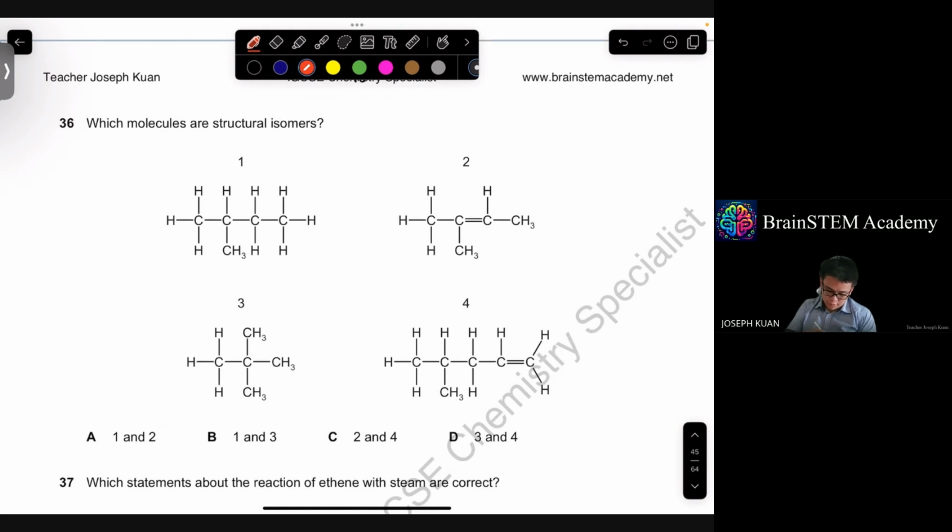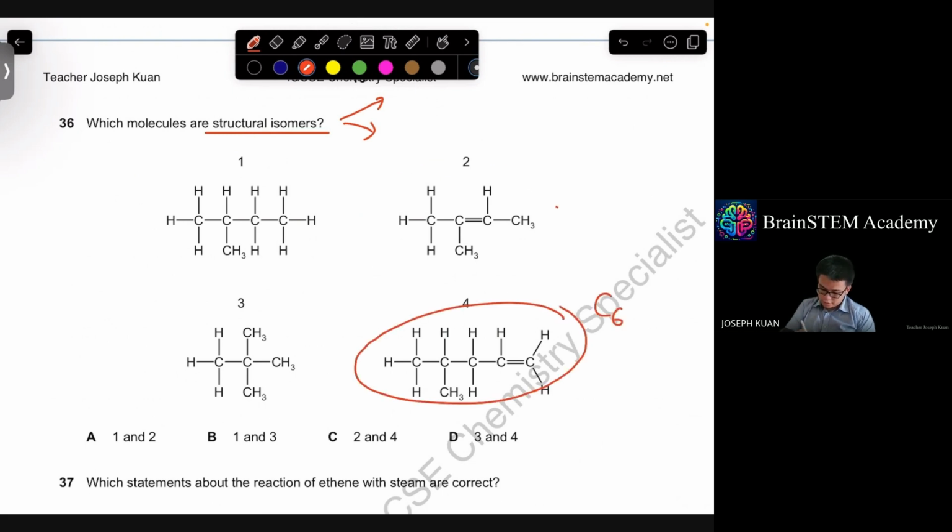Next, which molecules are structural isomers? Structural isomers are molecules with the same molecular formula but different structural formula. So this one has 6 carbon. This one has 1, 2, 3, 4, 5 carbon. This one has 5 carbon. And this one is 5 carbon, 1, 2, 3, 4, 5. Yeah, 5 carbon. So we can eliminate 4 from the list because it has 6 carbon, 1, 2, 3, 4, 5, 6. It wouldn't be a structural isomer of the others.